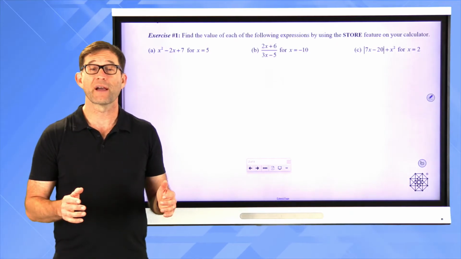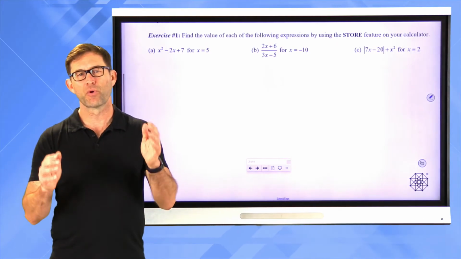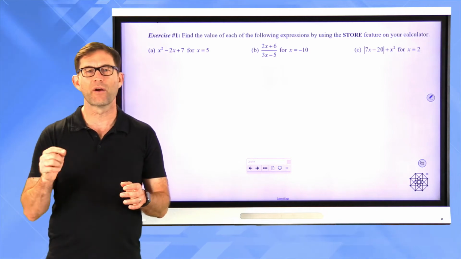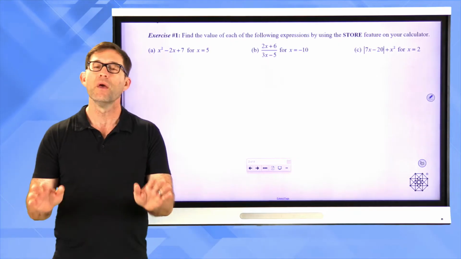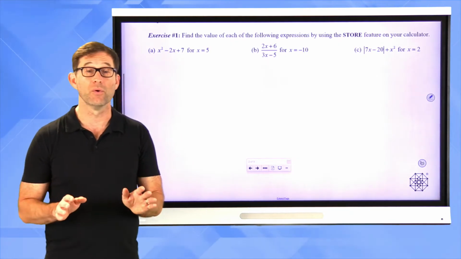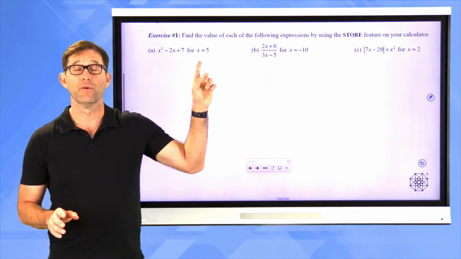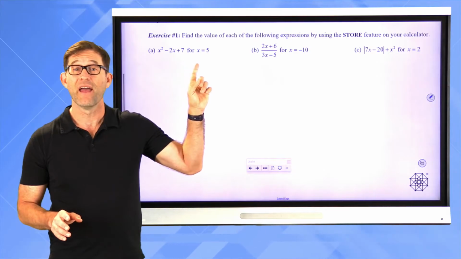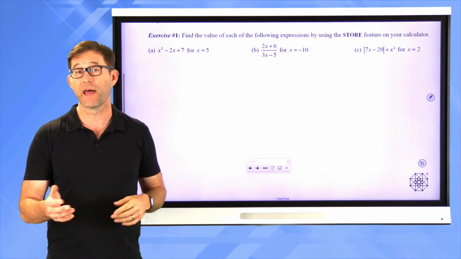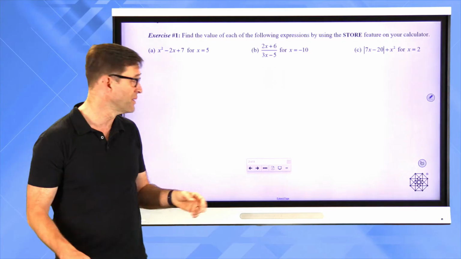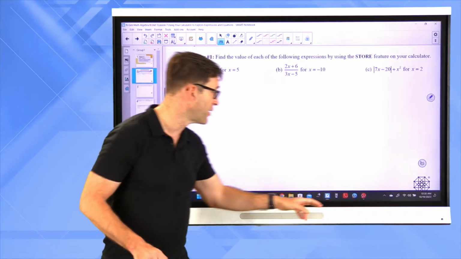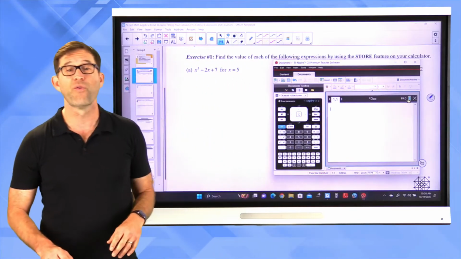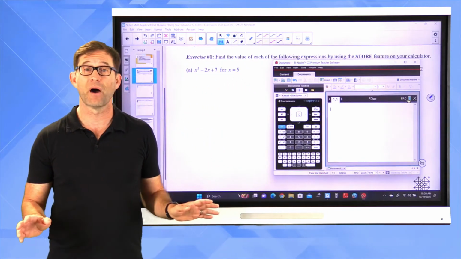Now, of course, we could actually, in our calculator, type in parentheses 5, parentheses squared minus 2 times 5 plus 7 and get a value. No question about it. But what I want to do is actually show you how you can store a value of 5 into x and then just type out this expression and have it tell you what the value is. Now I'm going to kind of bail out on here because I want you to be able to see the calculator in its nice large form, or as large as it's going to possibly get.